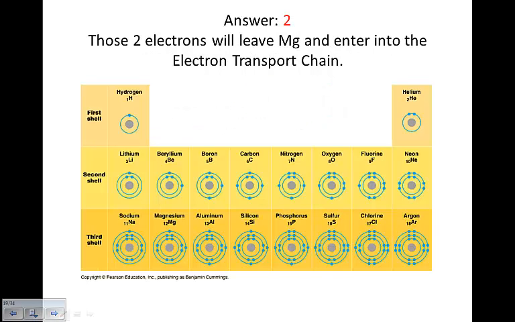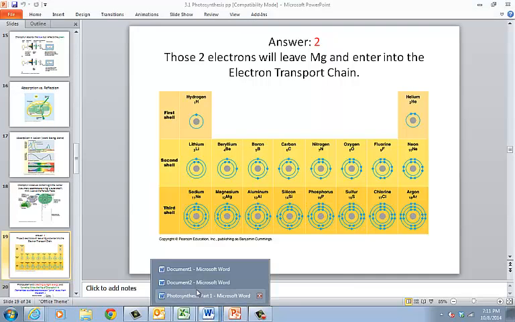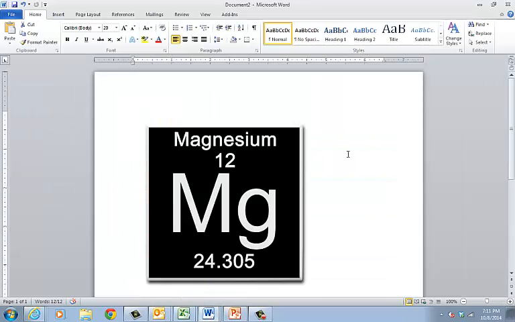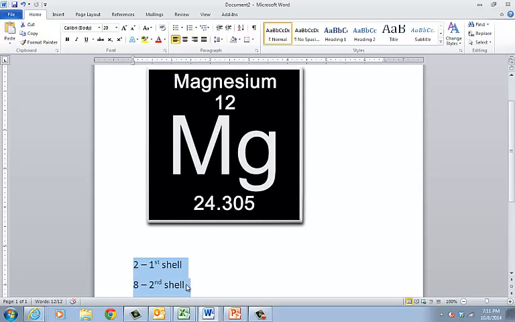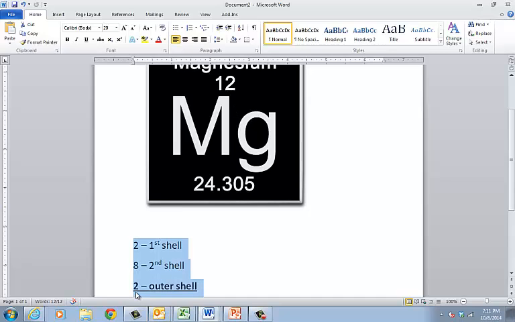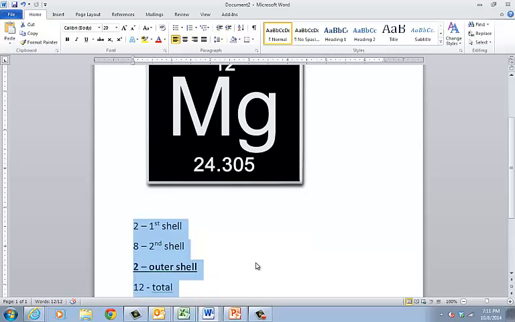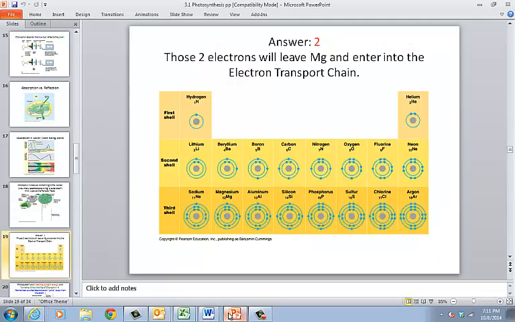If we wanted to look at magnesium, the question asks, how many electrons does magnesium have? Well, magnesium has an atomic number of 12, so that's 12 protons. And in a neutral atom, that means 12 electrons too. In the first shell, we're going to have 2 electrons. In the second shell, we're going to have 8 electrons. So that's only 10 of the 12. In the third shell, we end up with 2 in the outer valence shell, giving us a total of 12 electrons.